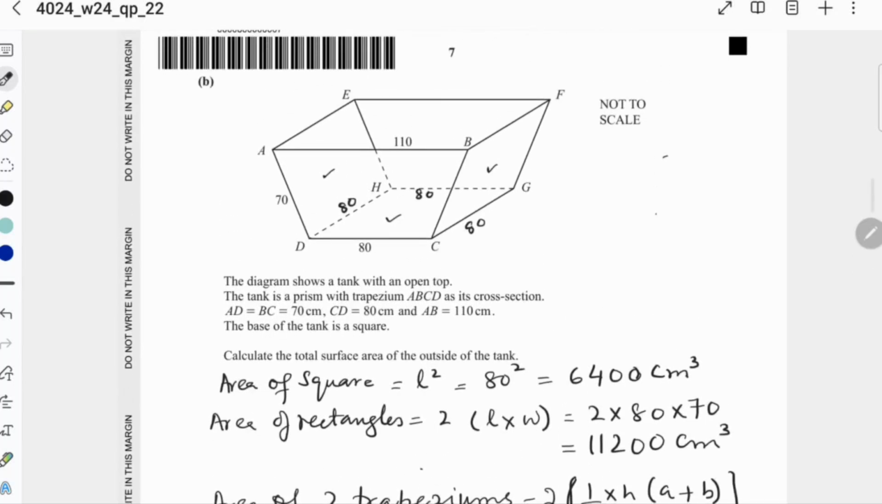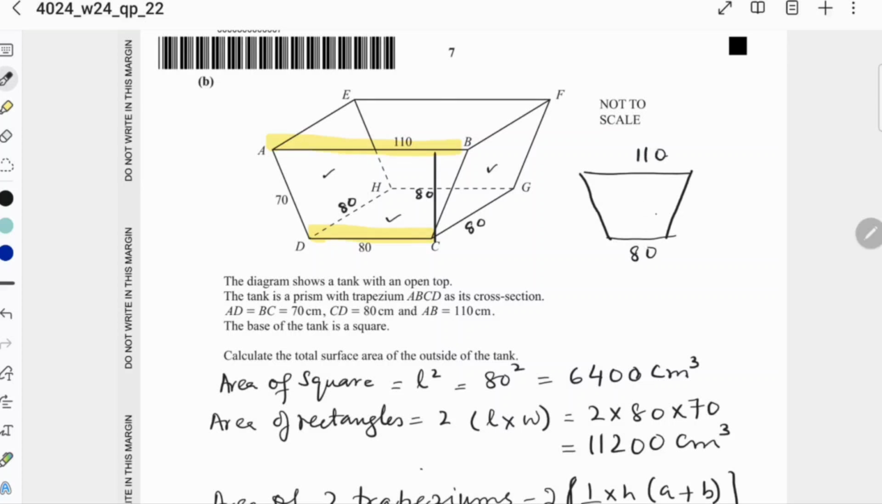The parallel lines are obvious in this question. The two parallel lines are 80 and 110. But the question is, what is the height? This is the height here. For example, I'm making a trapezium here. So this is 80 and 110.